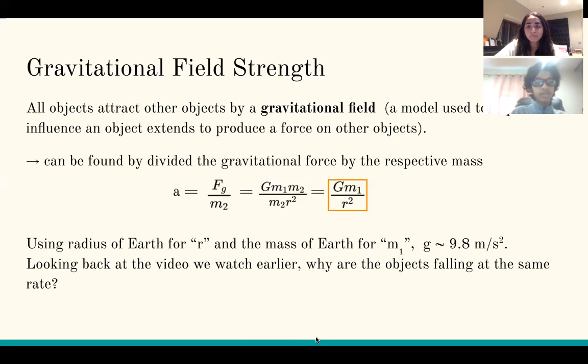Now we can look back at the video we watched earlier and contemplate why objects fall at the same rate. The reason is that we don't have m2, we just have m1 in this equation. a = G m1 over r squared, where m1 is the mass of Earth and m2 is the mass of an object. So m2, the mass of a hammer, is not in the equation, just as m2, the mass of a bowling ball, is not in the equation, just as m2, the mass of a feather, is not in the equation. The only things that matter are the distance from the center of the Earth and the mass of the Earth. So the acceleration will be the same for all objects.